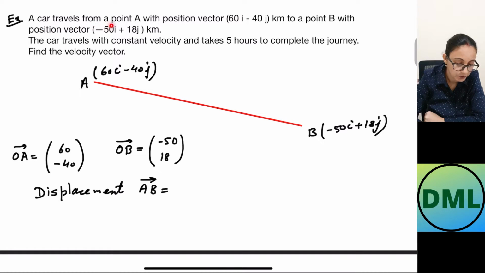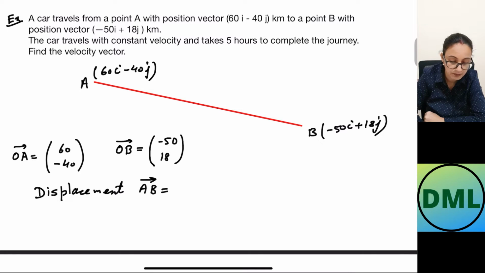A car travels from a point A with position vector 60i minus 40j kilometers to a point B with the position vector minus 50i plus 18j kilometers. The car travels with constant velocity and takes 5 hours to complete the journey. Find the velocity vector. As you know, the velocity vector is displacement over time.